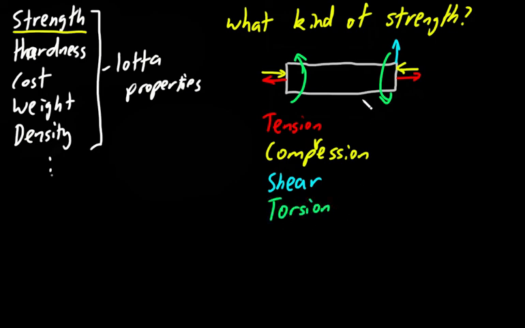So you can think that certain materials would be stronger in tension than compression. Say, like a rope. A rope is great in tension because you can pull it pretty hard and it's not going to break.